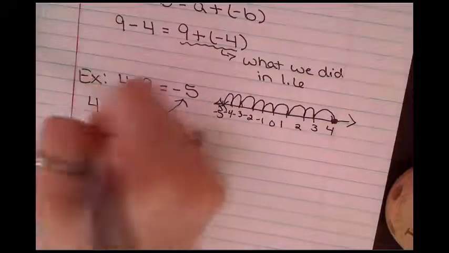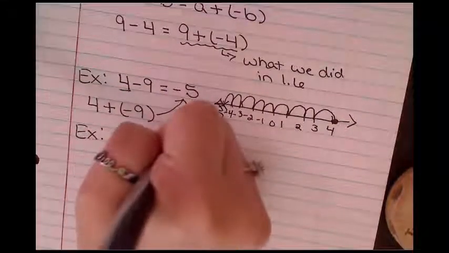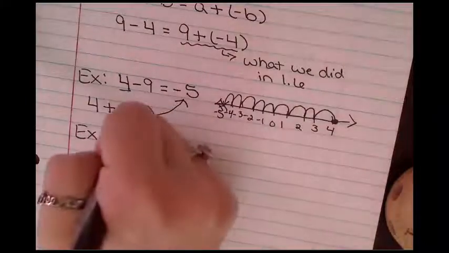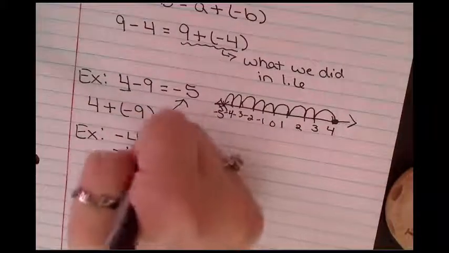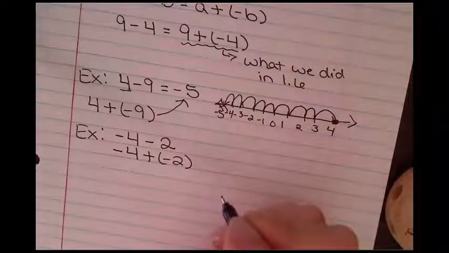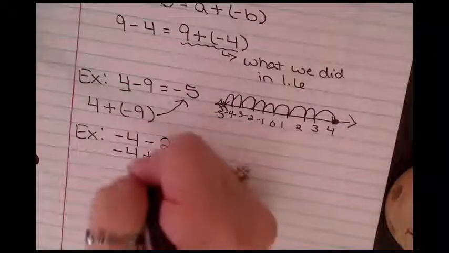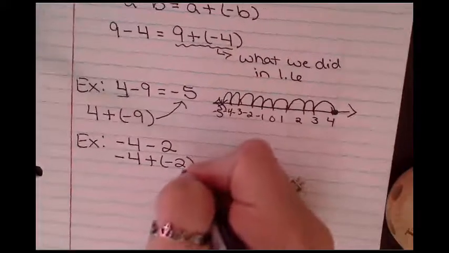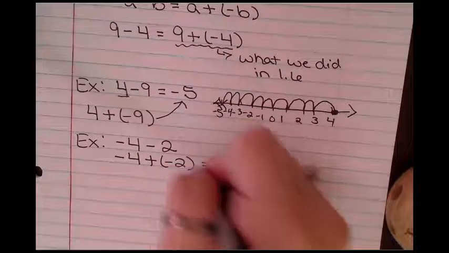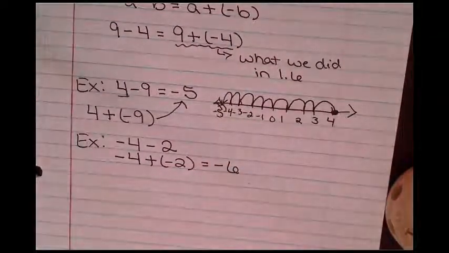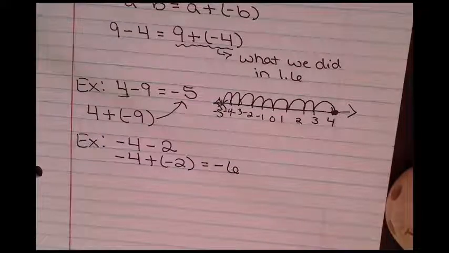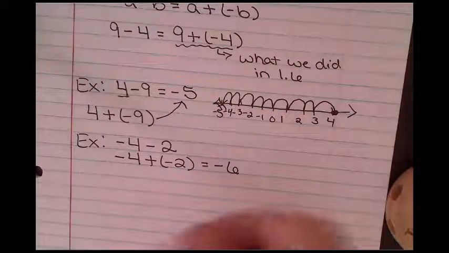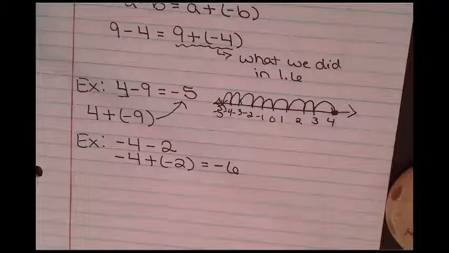So let's do another example. Negative 4 minus 2. If you want to rewrite that, we can do negative 4 plus a negative 2. So we owe somebody $4, and then we borrow $2 more from them, so that means we're going to owe them a total of $6. Again, you can do the number line if you'd like. I'm not going to draw it out, but you guys can do that.